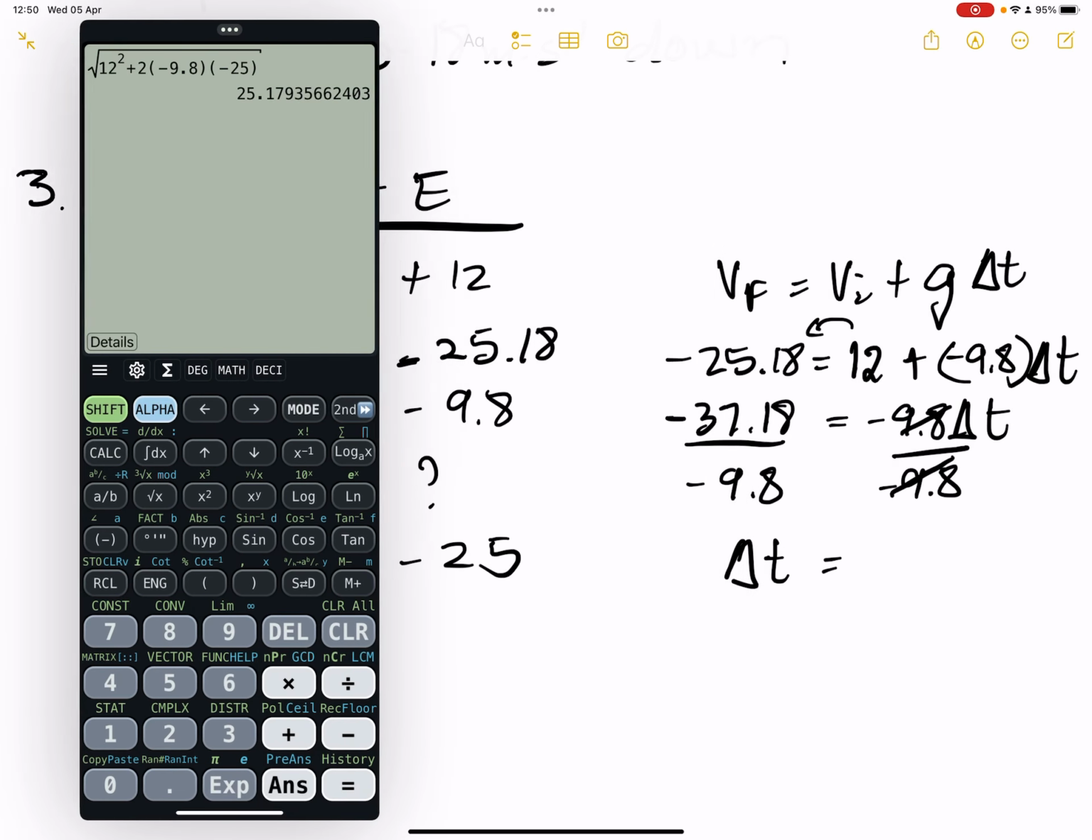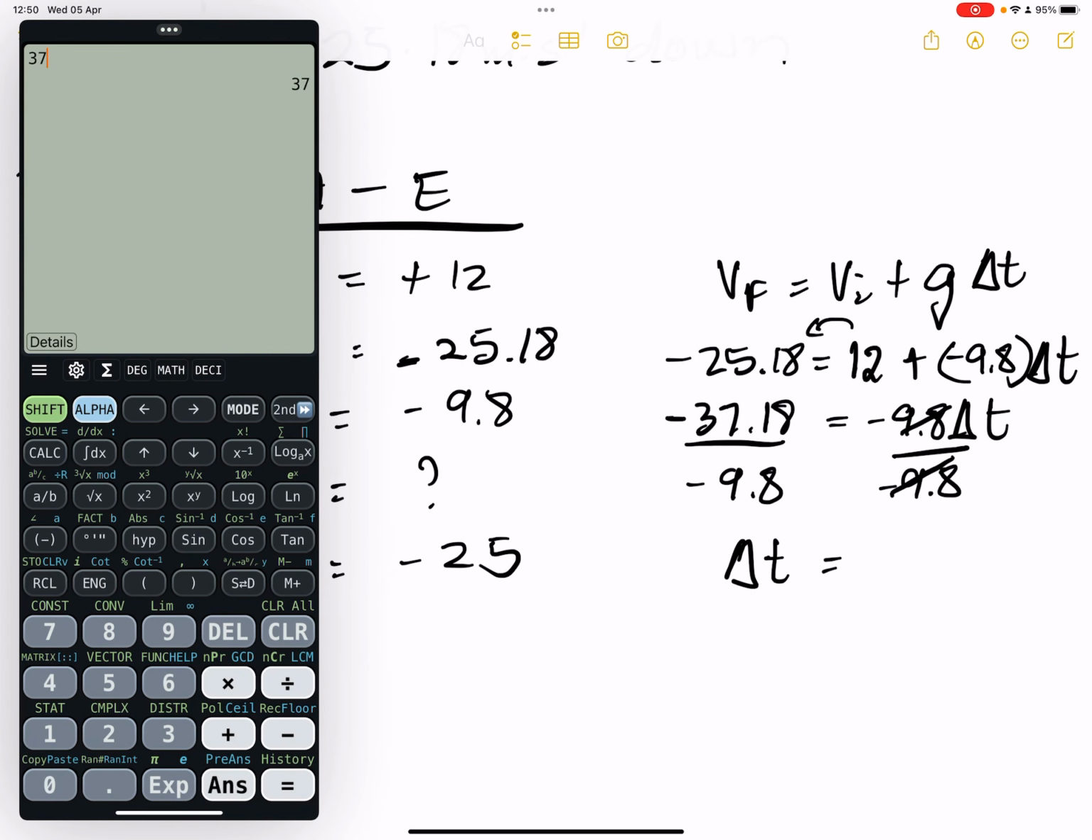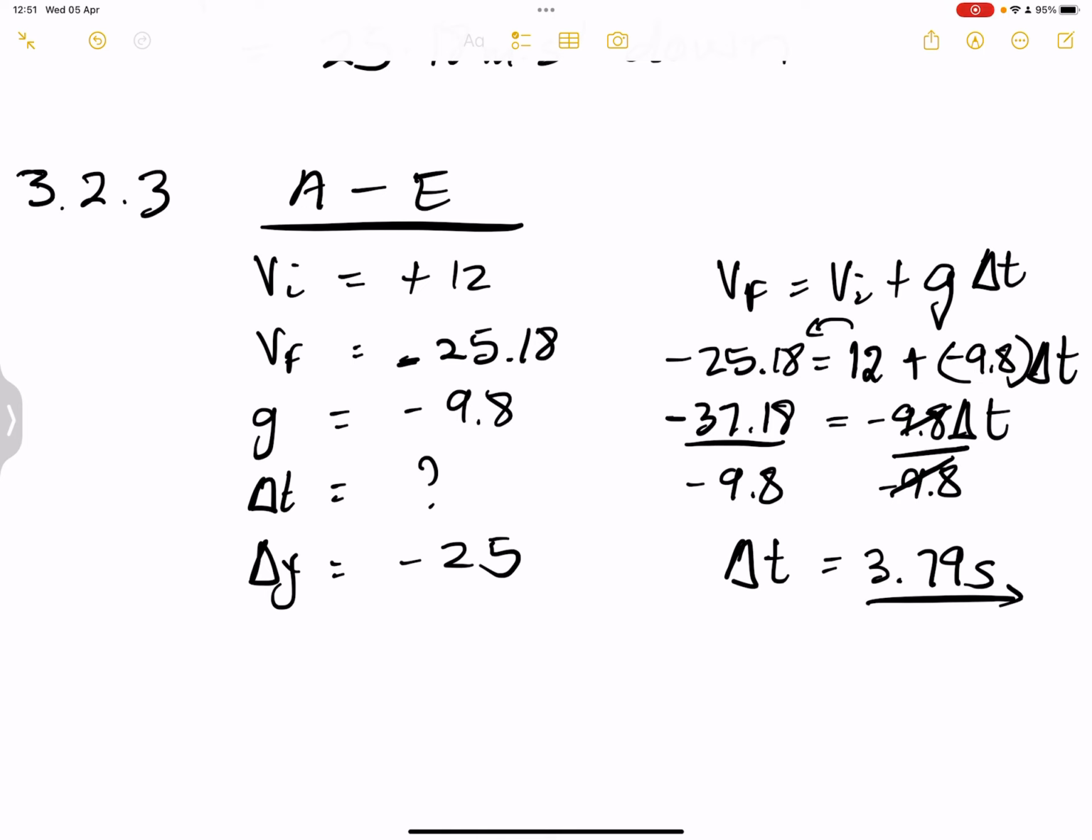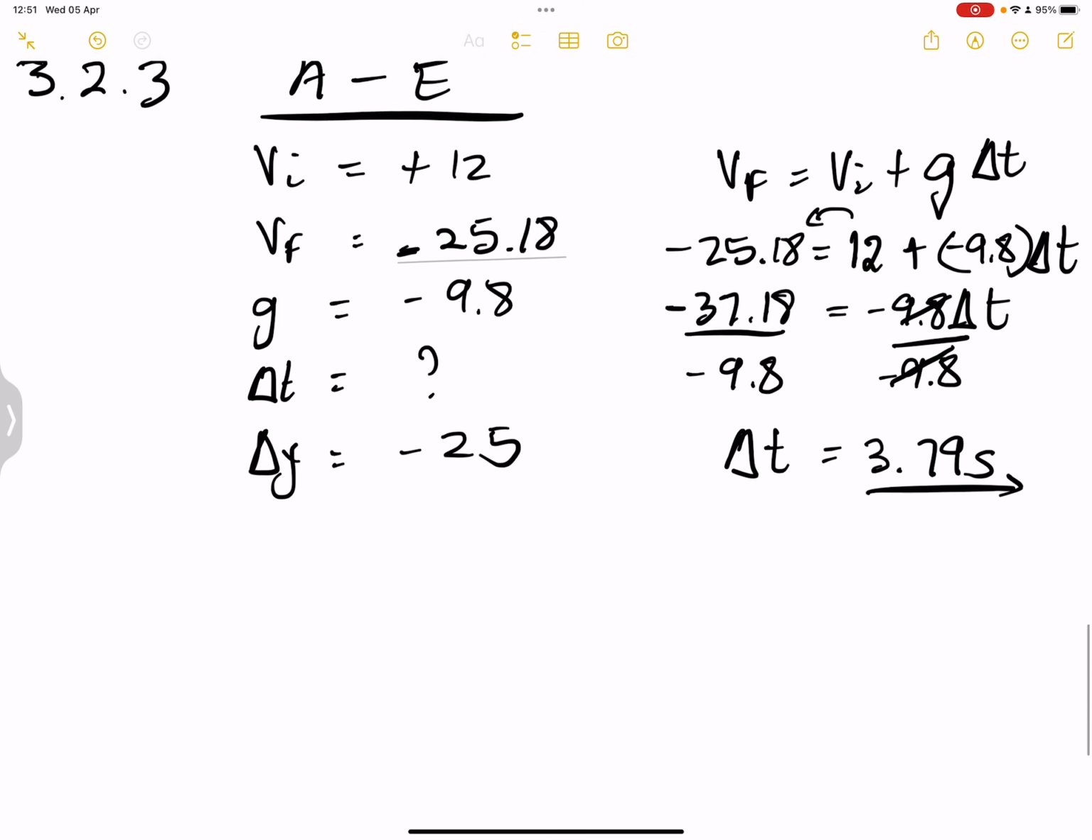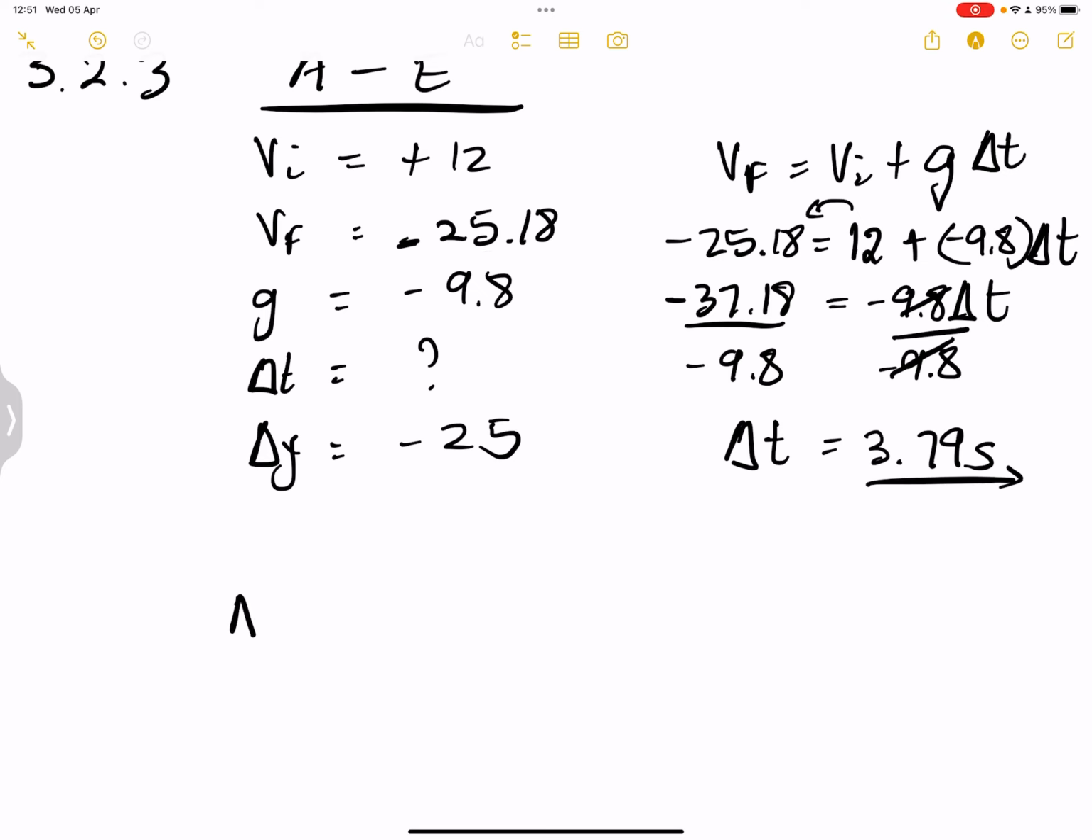I'm going to take my calculator quickly. 37.18 divided by 9.8. Of course, we know a negative divided by negative will be a positive. So that gives me 3.79 seconds. Now remember, that's not the time we're looking for. We're looking for the time from D to E, which is the time that it took for it to pass that door. So what I can also do is find out what is the time that it took from A till D.